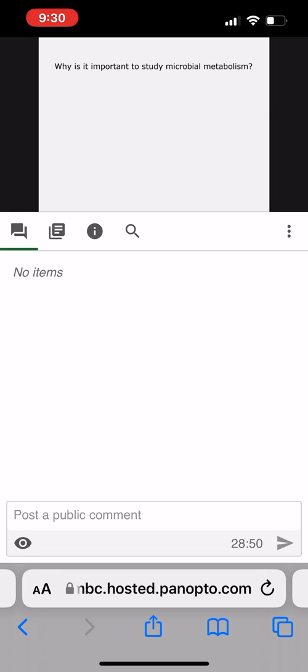So all bacteria have their own metabolic pathways, their own types of sources that they use, things that they make, things that they can't make, and you can identify organisms that way.